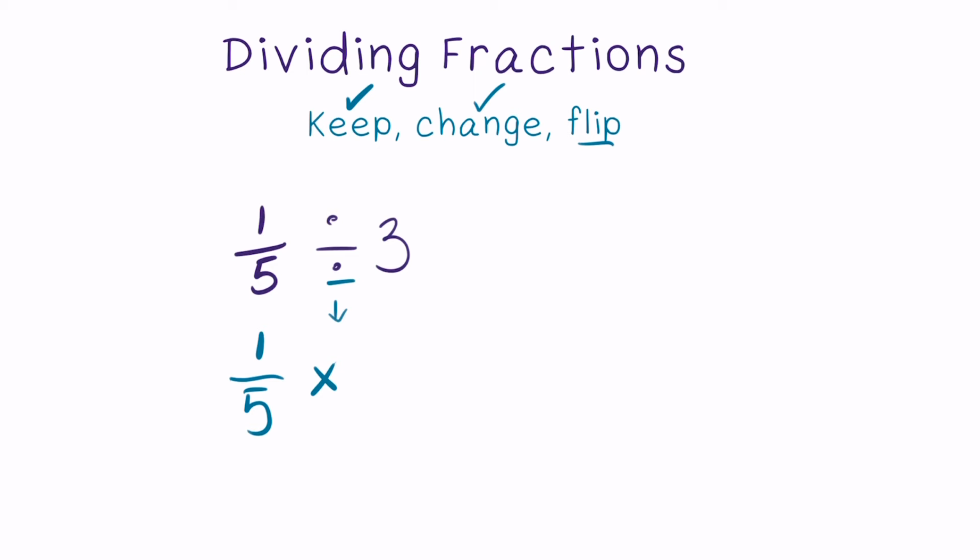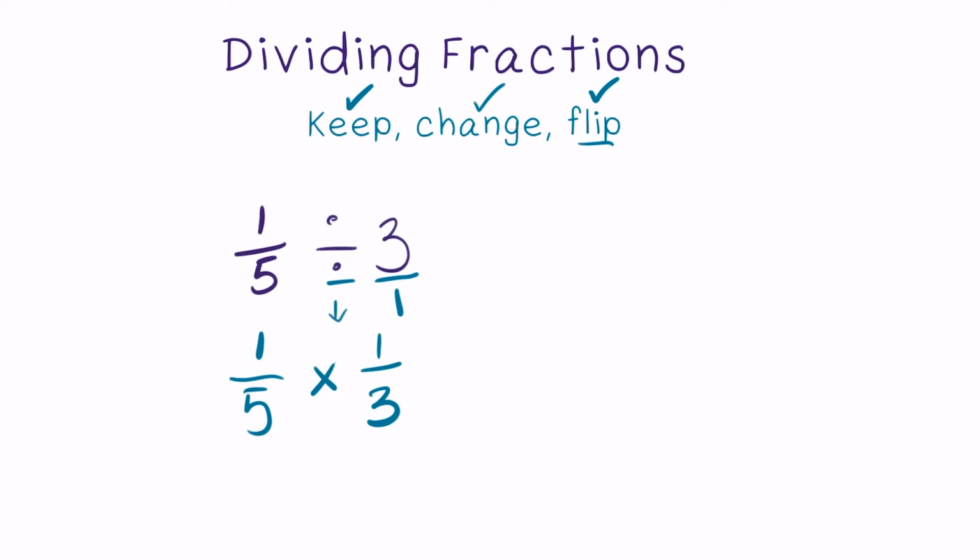Now, you might ask yourself, how do I flip a whole number? Well, if you remember, a whole number can always be written as a fraction by putting that whole number in the place of the numerator and putting the number 1 in the place of the denominator. So now that we've thought about our whole number as a fraction, 3/1, we can go ahead and flip that into 1/3.